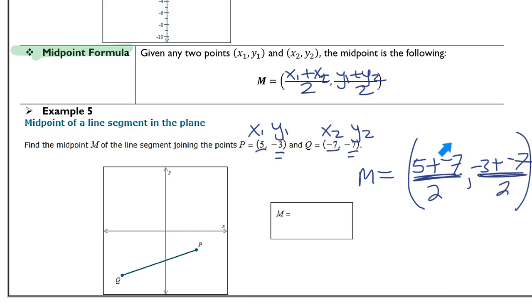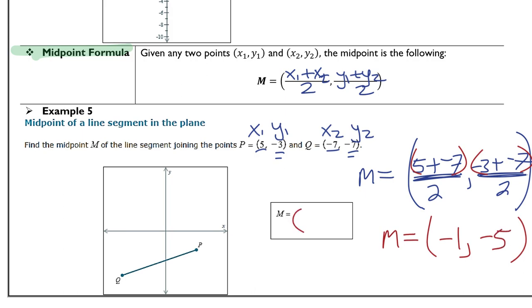Figure out what is this on top. If you're typing this all in one go on your calculator like this, you'd have to put parenthesis sets around those and then divide by 2. In this case, we have 5 plus a -7, which is -2, divided by 2, which gives me a -1. And again, it's a parenthesis set. And then when we do the other one, we have to close a parenthesis. So -3 plus -7 is -10, divided by 2 gives me -5.